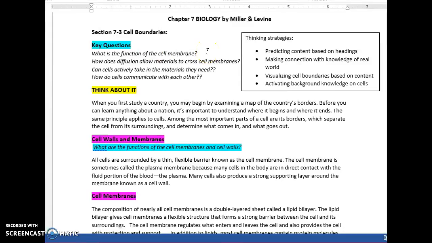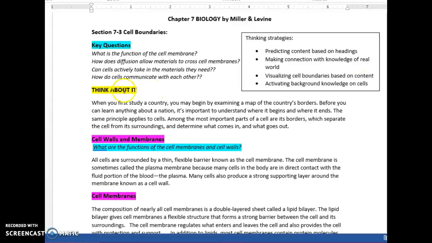So looking at these questions, I can predict what I'm going to be reading based on what they pose for thought here. The first question asks about function. The last question talks about communication. So just from these questions, I can infer that cell walls and membranes are used for some type of communication from cell to cell, and that I will be reading about what the function of a cell boundary is.